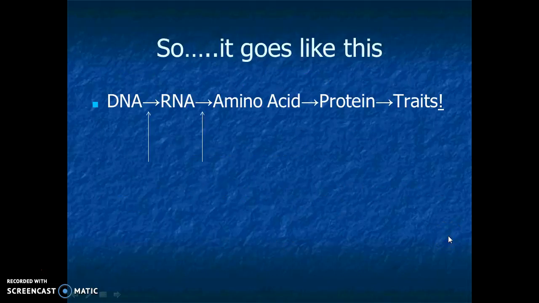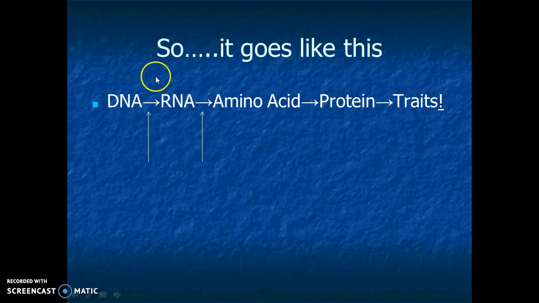The proteins, my friends, are what make your traits. So it goes like this: DNA to RNA, RNA to amino acid sequence. Amino acid sequence makes the proteins, and the proteins make the trait. This is another central dogma of biology. I have 2 arrows here. What do you think they represent?